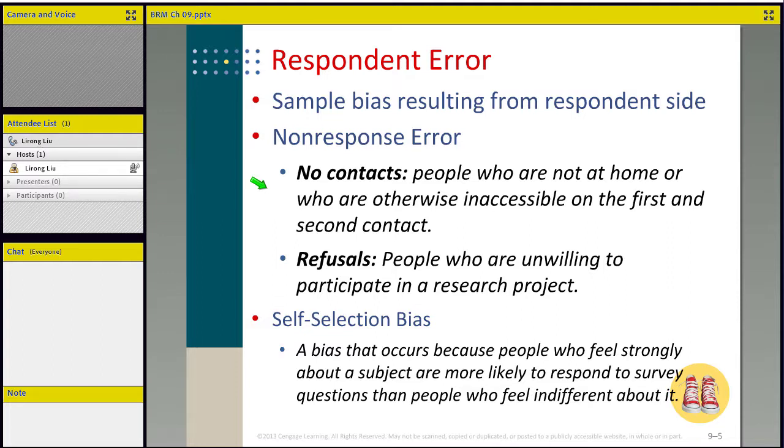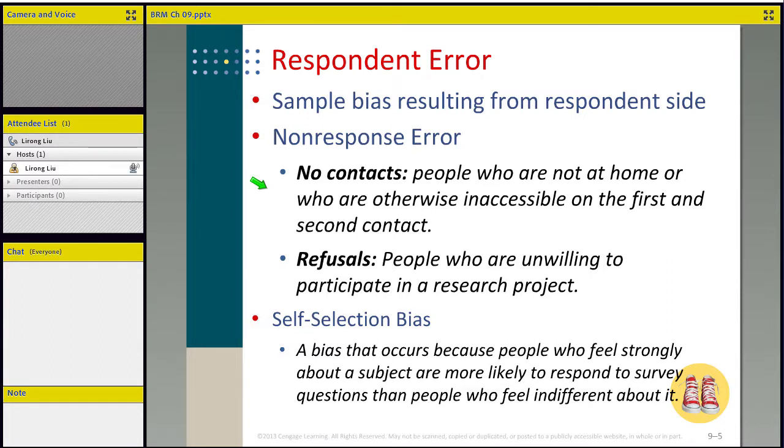And refusal, same thing, when people are not willing to participate in a research project or in a survey, right? Even if I pick up the phone call, if it's about the survey and I'm in a rush, I will just simply refuse to do so, because this is voluntary. They cannot force me to do that.